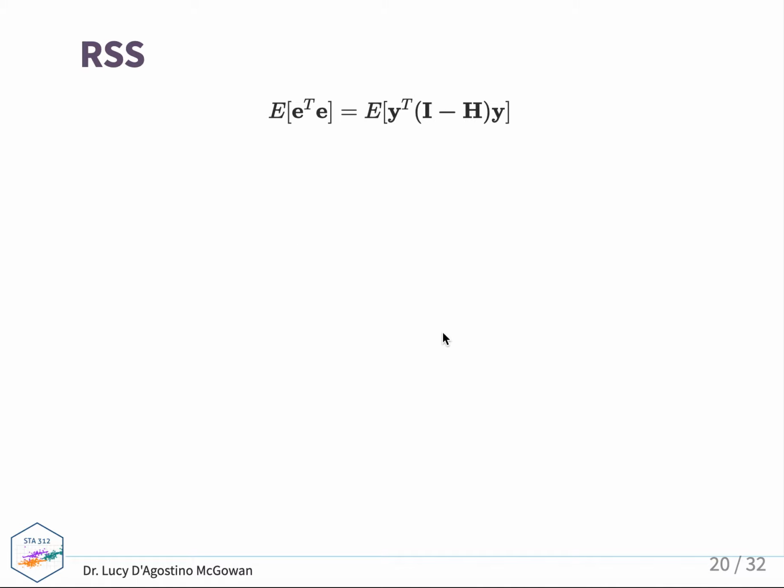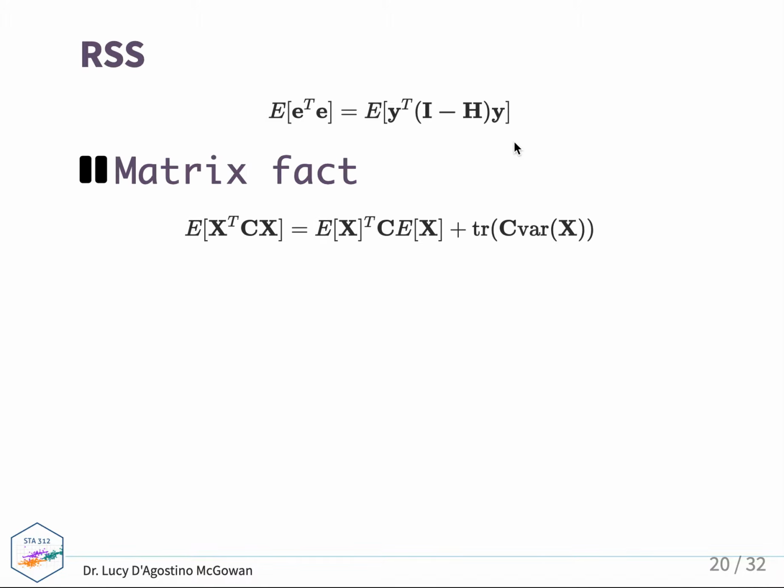So I asked you to take the expectation of the residual sum of squares, and that's going to be equivalent to taking the expectation of y transpose times I minus H times y because of what we just showed on the previous slide. Just to remind you of this matrix fact, and the reason why we wanted to get it into this nice format: I told you last time that the expectation of some matrix X transpose times some constant C times a matrix X is equal to the expectation of X transpose times C times the expectation of X plus the trace of C times the variance of X.